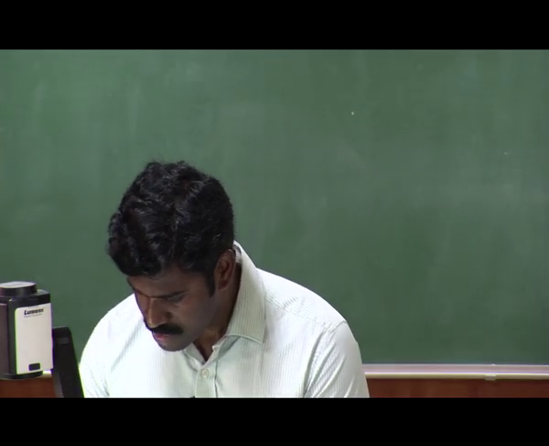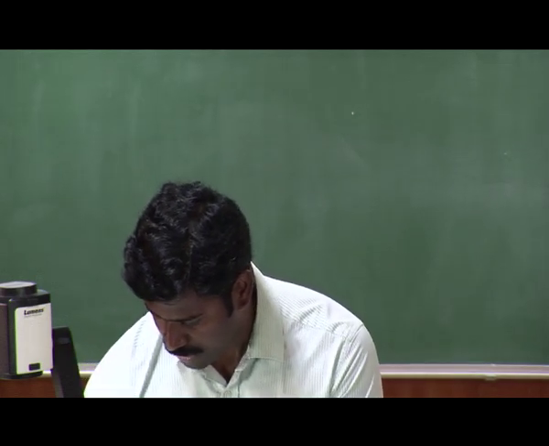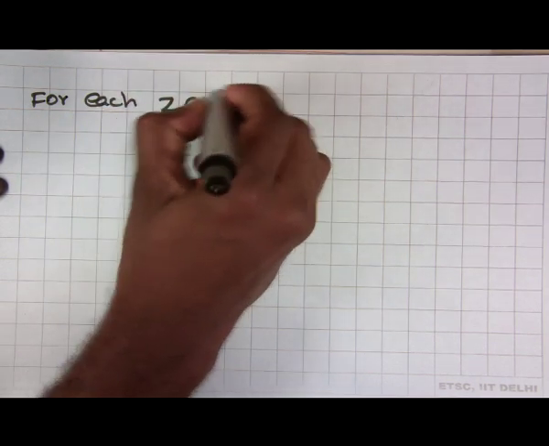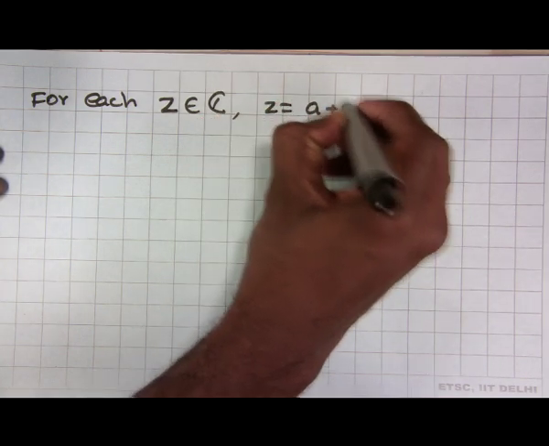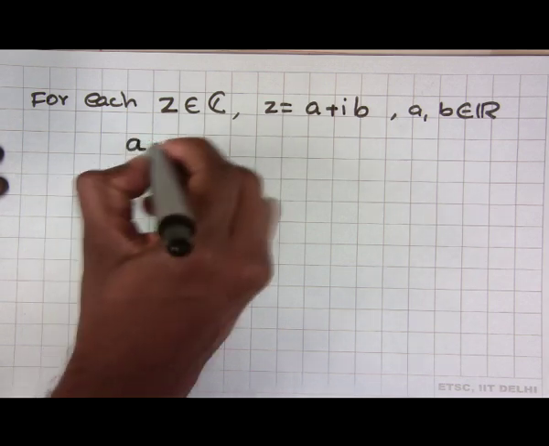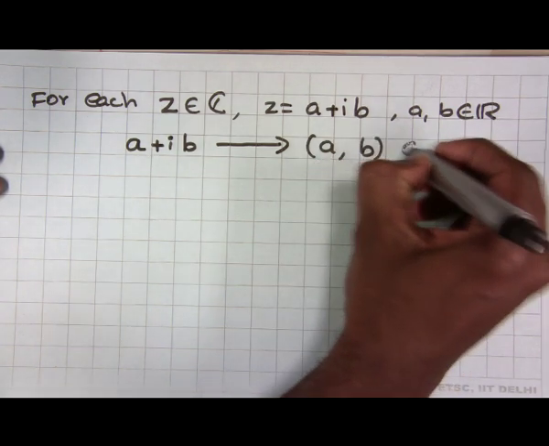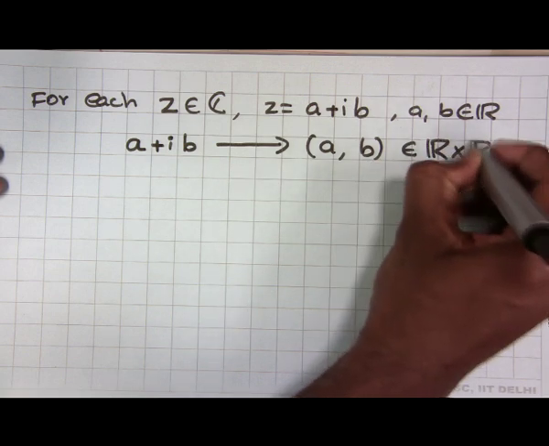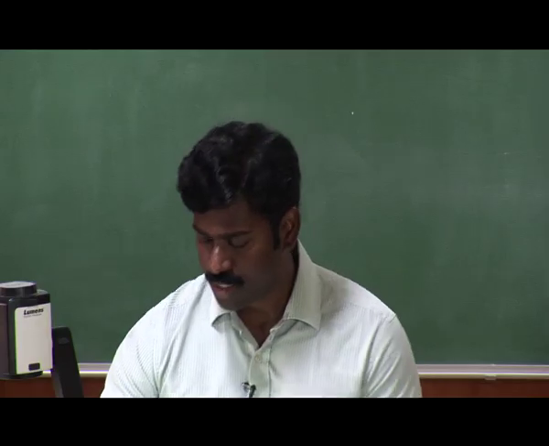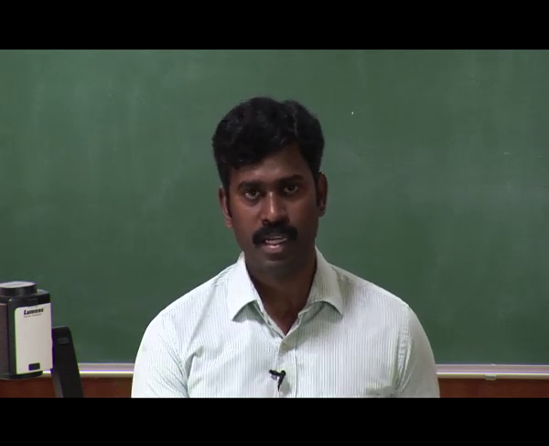With this definition we immediately see that each complex number can be associated to an ordered pair in R cross R. That is, for each z in the complex numbers, it is of the form a plus I b, where a and b are from the real numbers, and we can associate a plus I b to the ordered pair a comma b, which is an element in R cross R, the Cartesian product of the real number system. And similarly, given an ordered pair a, b, we can associate a complex number. So, what we see is that there is a one to one correspondence between the complex number system and R 2.